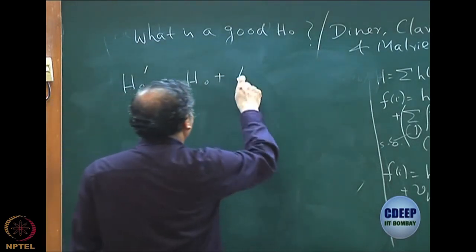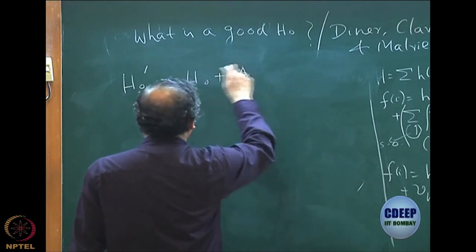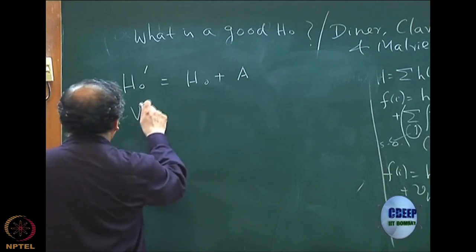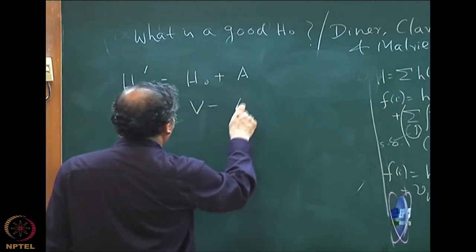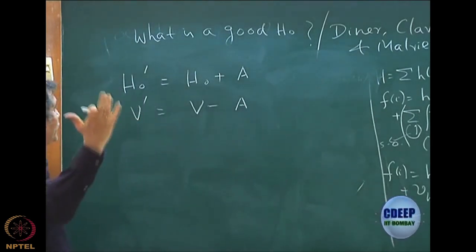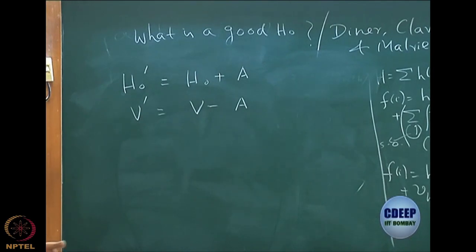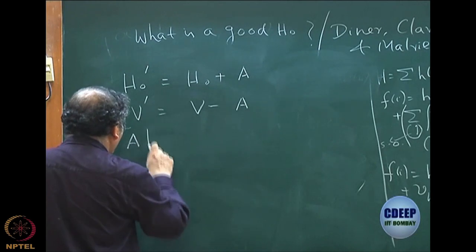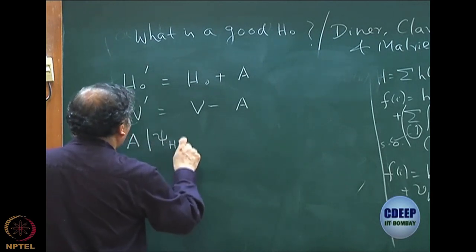But if you look very carefully, I can add not a number to H naught, but some operator. Can I do it like this? This is now an operator. Then of course my V prime will now be V minus A. And you will clearly see that if you take an operator, then everything will change. But may I suggest that I put this operator A such that A acting on psi Hartree-Fock is 0.